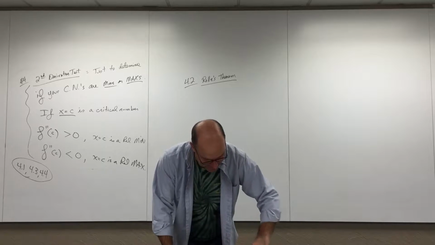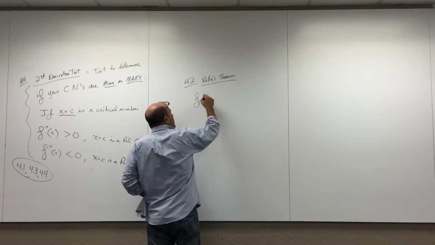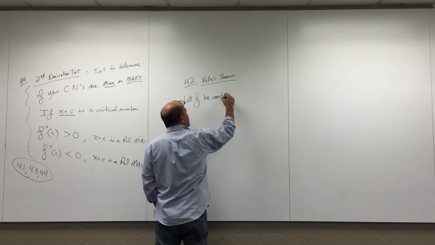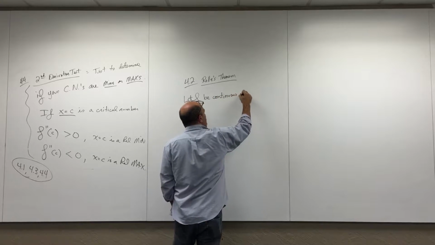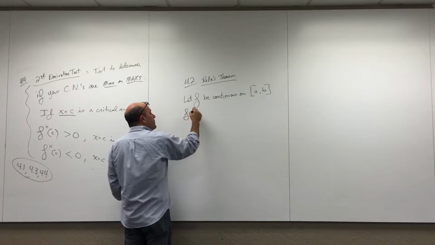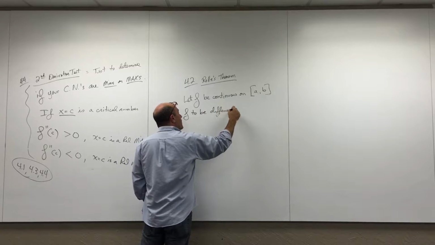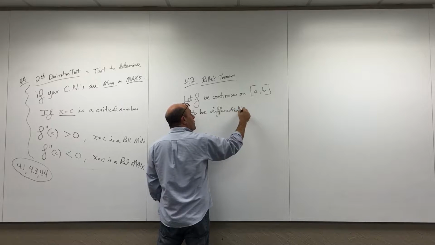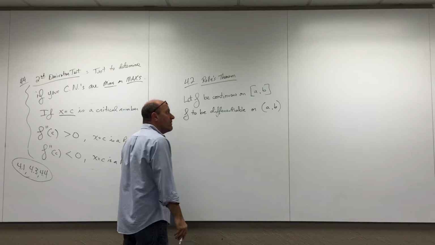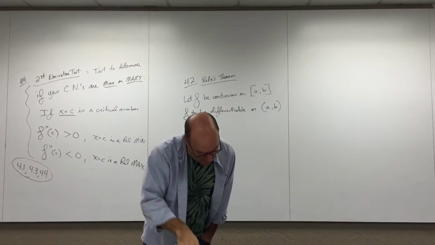Rolle's theorem. I'm not going to read it to you. I'm going to write it up here. Here's what it says. Let f be continuous. So we got a function that's continuous on a closed interval [a, b]. They also want f to be differentiable. We know what it means to be non-differentiable. So we want it to be differentiable on the open interval (a, b). So those are the two requirements for Rolle's theorem. And then here's what Rolle's theorem guarantees.